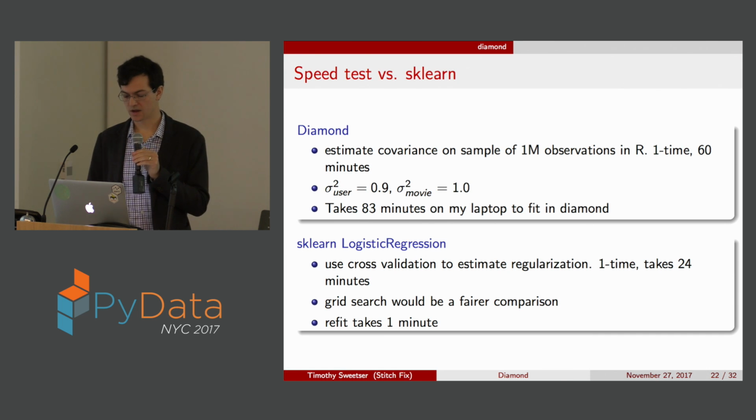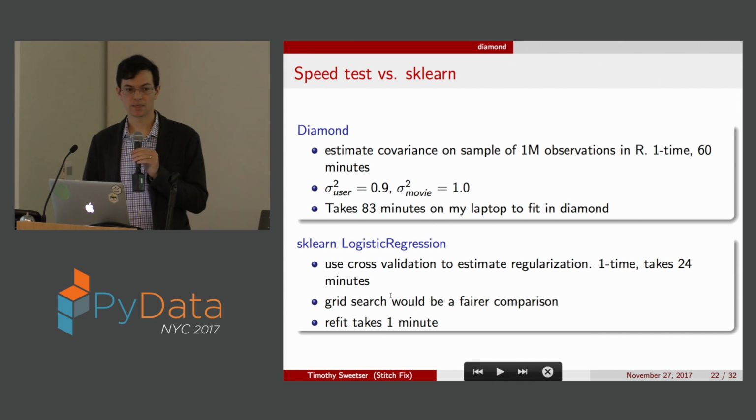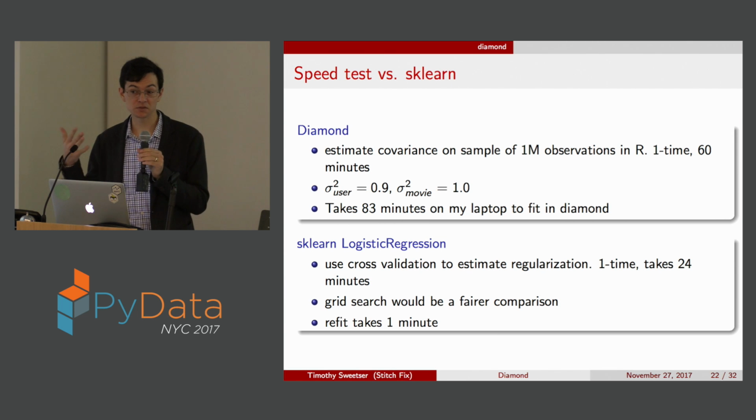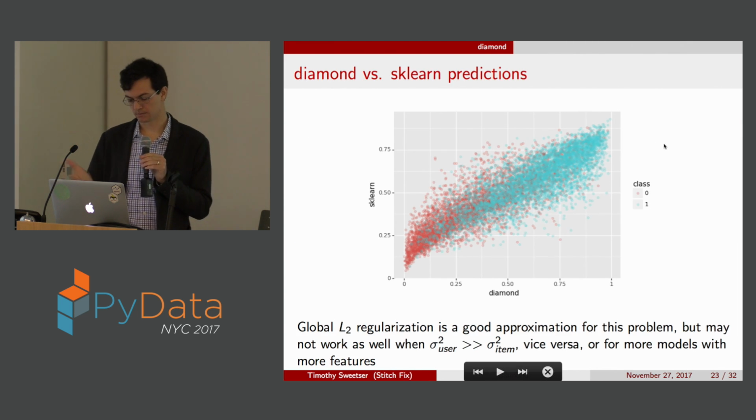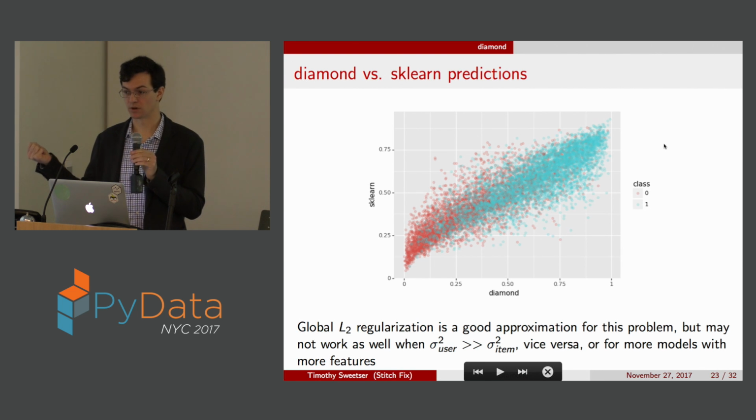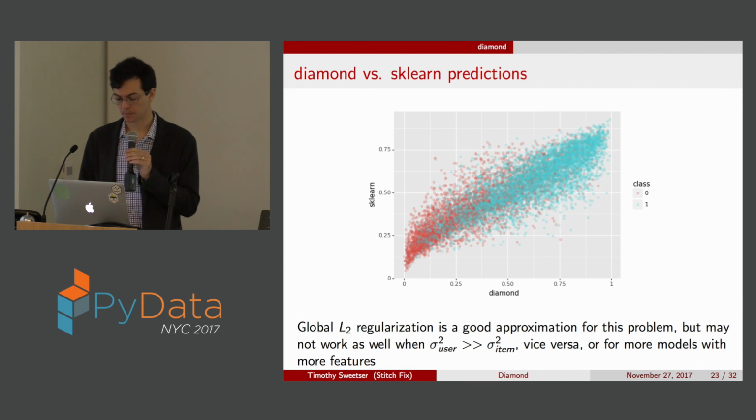But you wonder, okay, but this is not right. As I said before, Diamond is solving the exact problem. This simple global L2 regularization is solving a problem that might be close to that problem. Kind of hard to say. So let's compare the predictions that the 2 models output. And lo and behold, they're pretty similar.